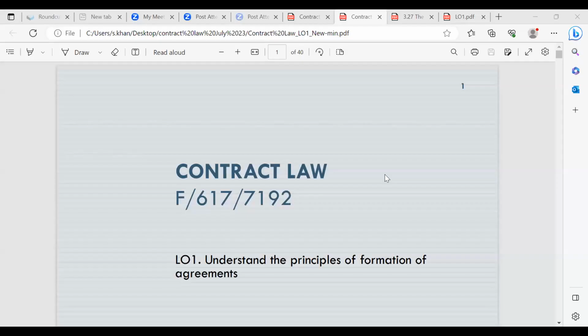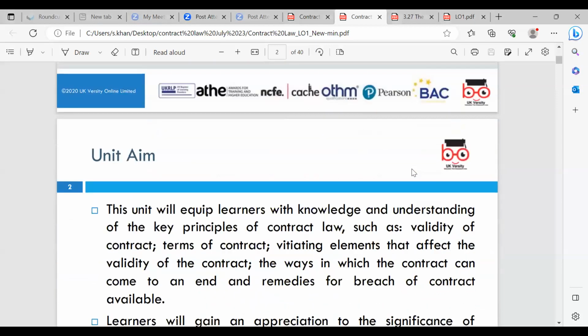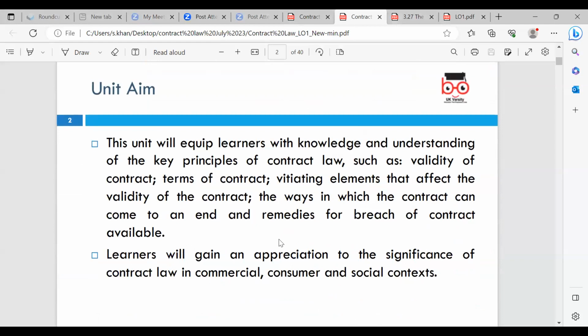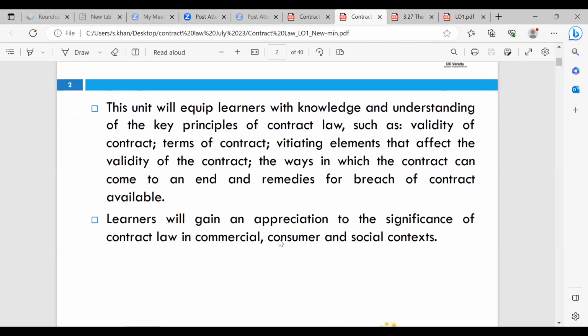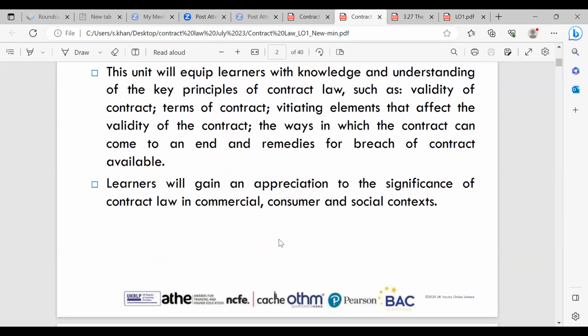So as you can see, this is the first learning outcome, and it's on understanding the principles of formation of agreements. So firstly, the aim of the unit, again, to equip learners with the knowledge and understanding of key principles of contract law, as I mentioned earlier. So validity of contracts, offer, acceptance, consideration, and breach of contract and remedies that are available. Again, learners will be able to gain an appreciation of the significance of contract law in a commercial setting, consumer setting and social context.